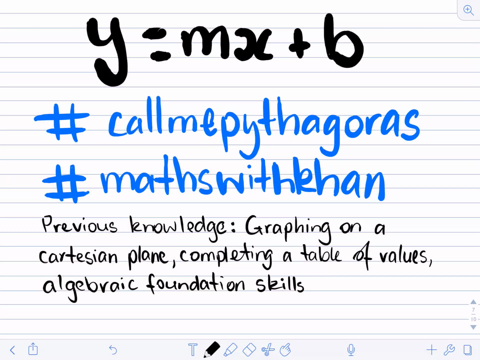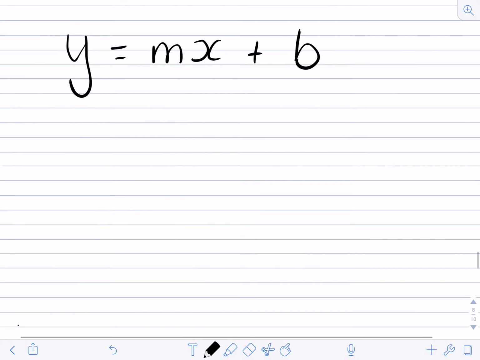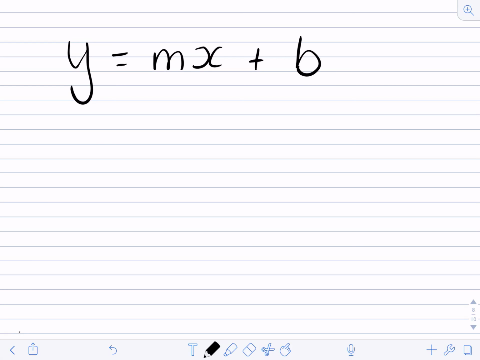Hey guys, so today we're going to do a quick introductory video on y equals mx plus b, or in this particular case, making y the subject of a formula. The previous knowledge that is required is graphing on a Cartesian plane, completing a table of values, and basic algebraic foundation skills. Okay, let's go through what is y equals mx plus b.